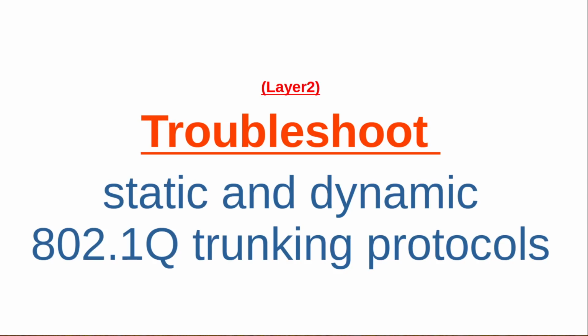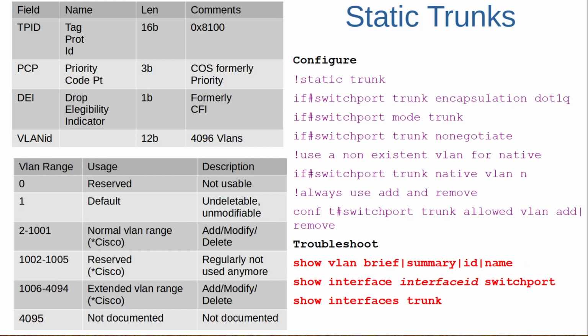Okay, next topic, troubleshoot static and dynamic .1Q trunking protocols. First of all, remember what the .1Q tag is made of. The first 16 bits are always 8100. The next 3 bits, which are the priority code point, are used for quality of service. Next is 1 bit for the drop eligibility indicator, and 12 bits for the VLAN ID, which will give you 4096 VLANs.